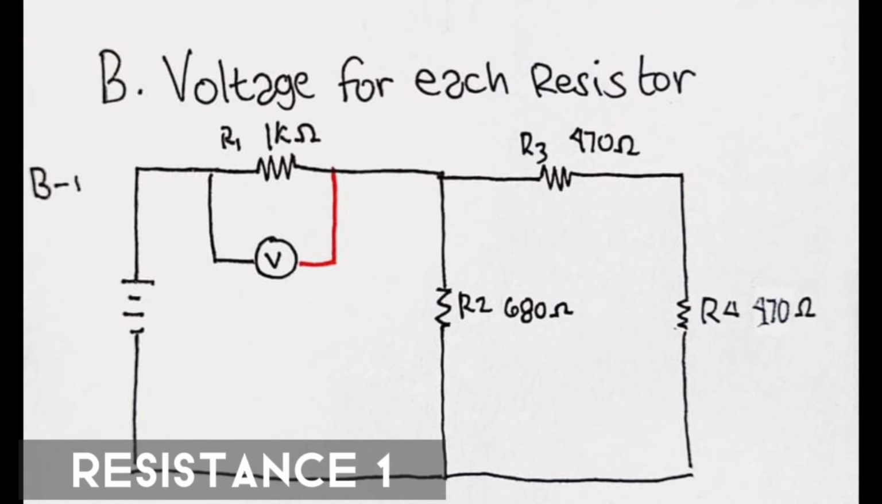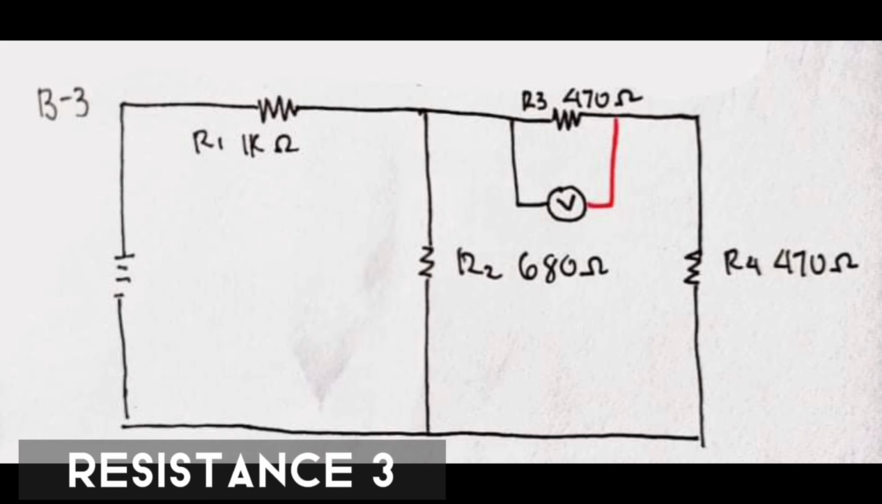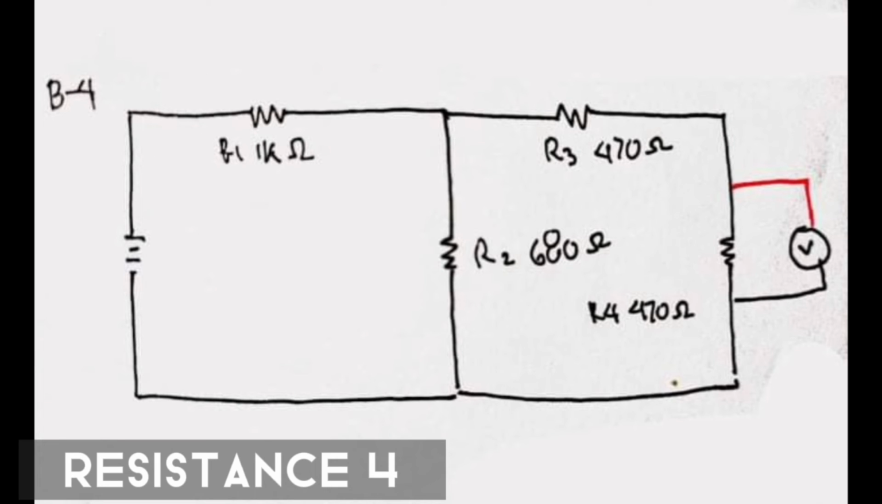For the redrawn series parallel circuit program, here is the diagram with the specific location of the voltmeter for resistance 1, resistance 2, resistance 3, and resistance 4. The red line represents the positive test probe, while the black line represents the negative test probe.